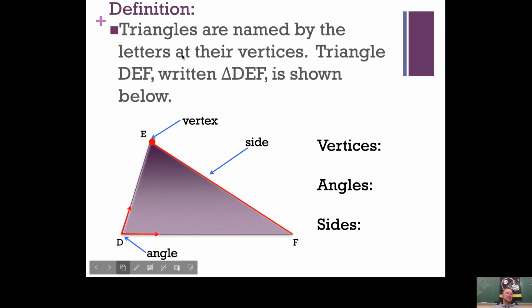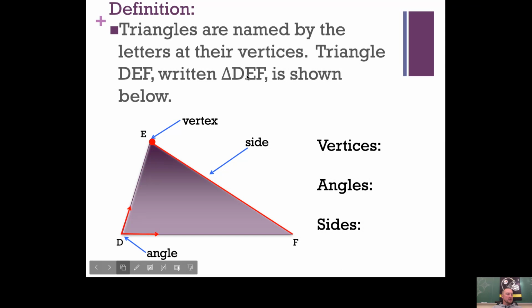Triangles are named by the letters at their vertices. Triangle DEF, that's this one here, is written like this. We're going to use three letters. You can put them in any order you want. We just chose DEF. And you put a little symbol in front, and that symbol is a triangle.